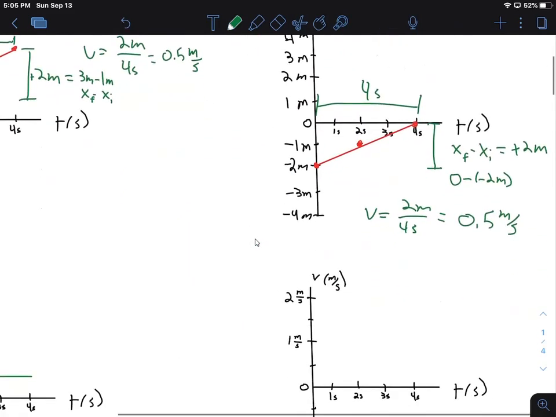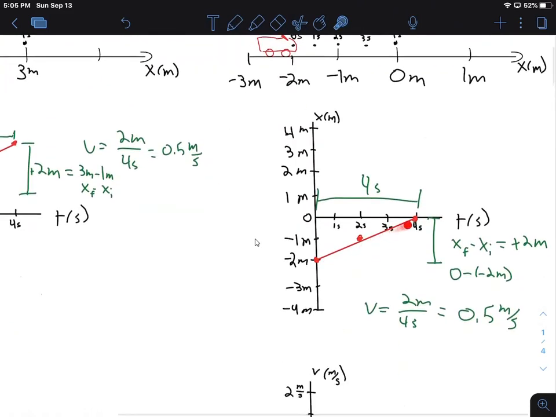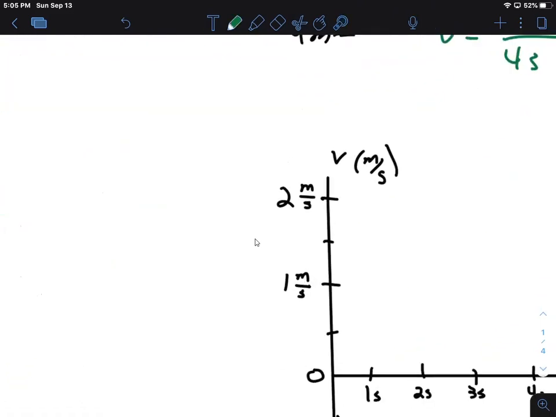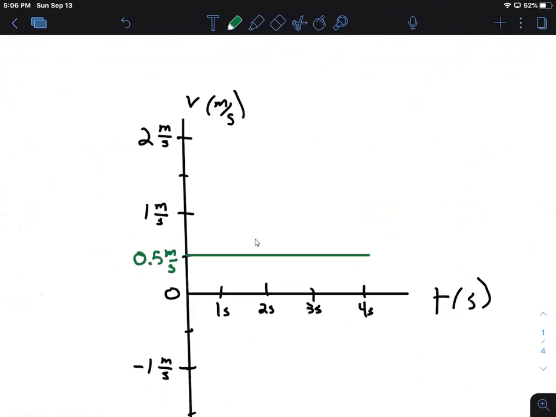And again, it's a positive velocity, even though I was in the negative positions here. My velocity, my slope, was still the same, positive 0.5 meters per second. So let's add that to our graph here. Oops, I want to get this to draw my line straight. There we go, 0.5 meters per second.